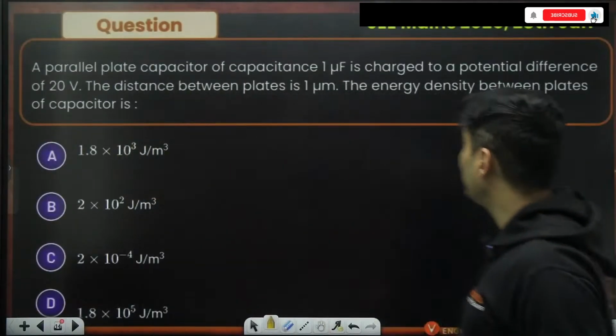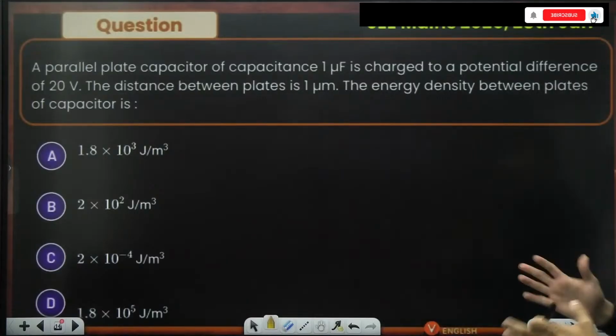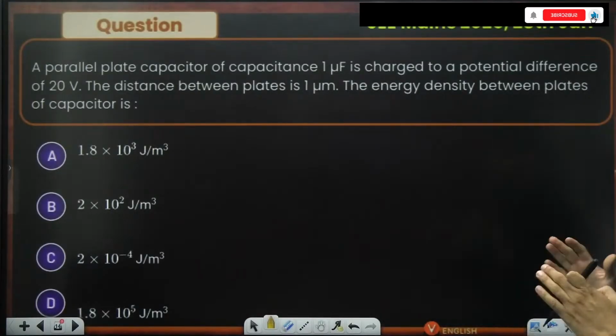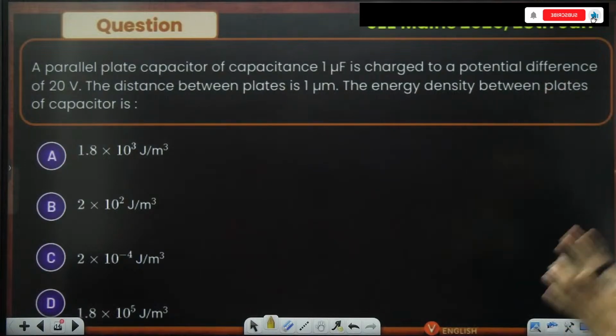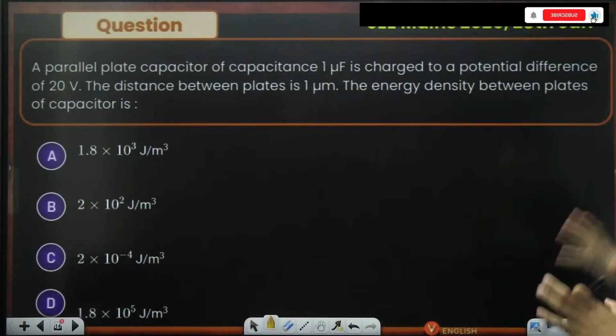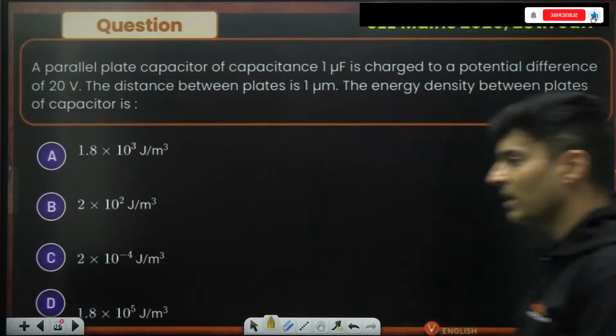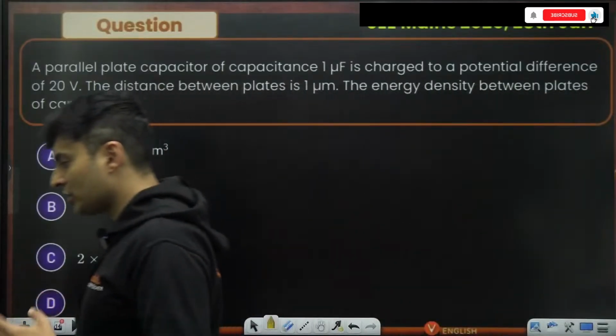There is a parallel plate capacitor. This is a previous year question. A parallel plate capacitor of 1 microfarad is being charged to a voltage of 20 volts. The distance between the plates is 1 micrometer. The energy density between the plates of the capacitor is how much?